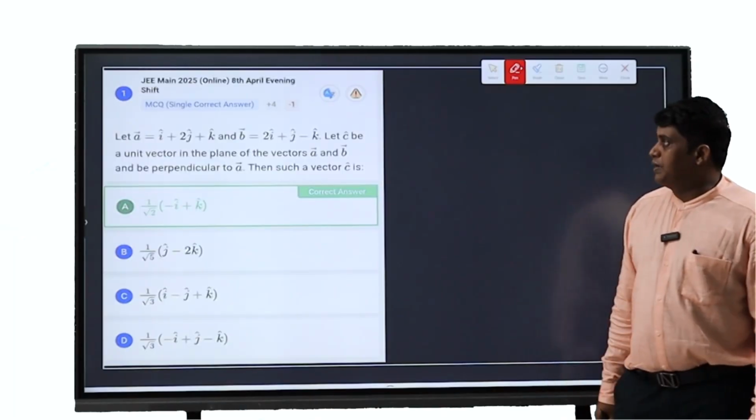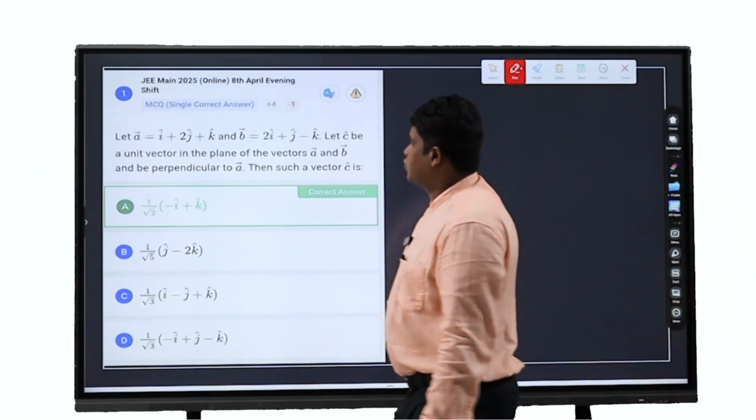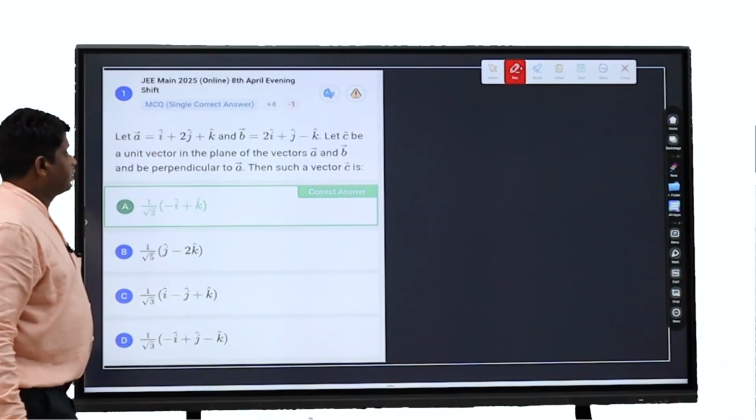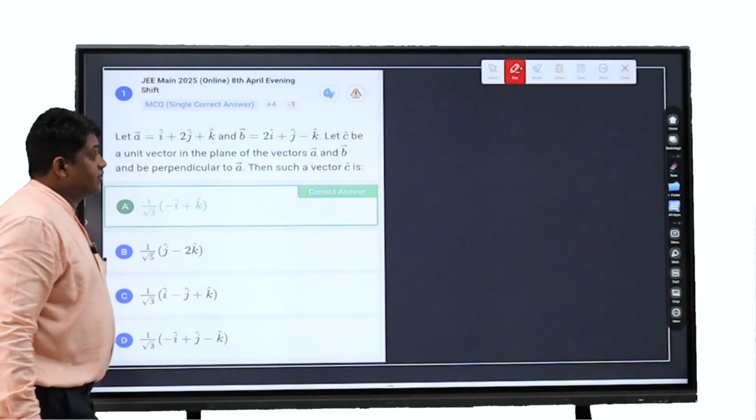This is a question which appeared in 2025 JEE Mains. A equals i plus 2j plus k, and B is given. Let C be the unit vector in the plane of the vectors A and B, perpendicular to A, then such a vector C is.